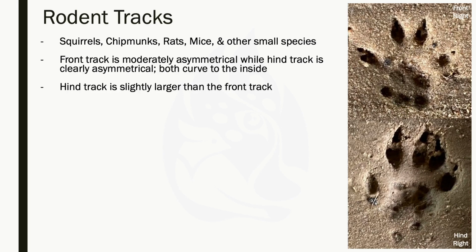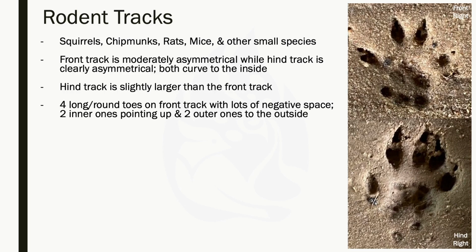Then we'll also notice that the hind track is a little bit larger than the front track. And many rodent species have the preponderance of their weight more towards the back of the animal. So they support a little more weight there, so they have a little bit bigger hind feet, but it's only a slight difference. It's not a huge variation.